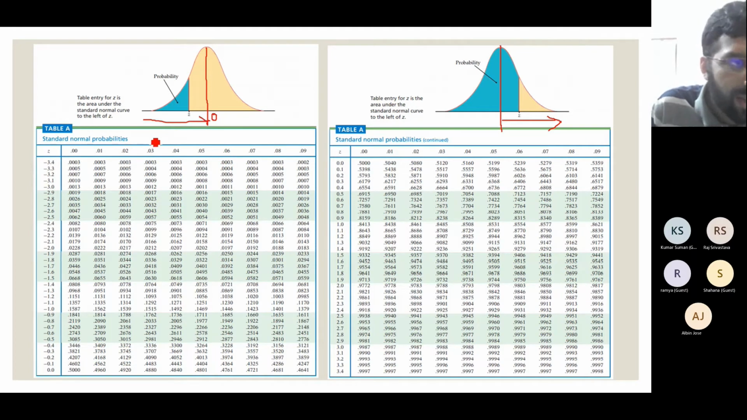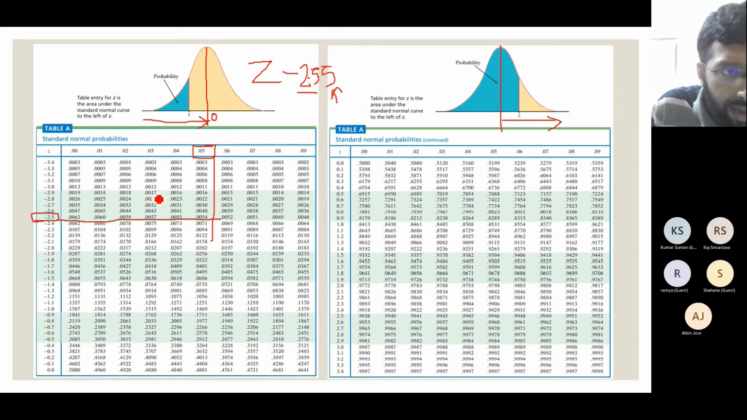How to interpret this table is, suppose I want to find the probabilities. Whatever is shown in green color is the probability value. It shows the probability up to z. Suppose my z is minus 2.55. Then I have to find the row and column labels corresponding to minus 2.55. First, I find minus 2.5 from the row label. The second digit, 0.05, I find from the column label. I take the intersection of these two, which in this case is 0.0054, my probability for this particular case.